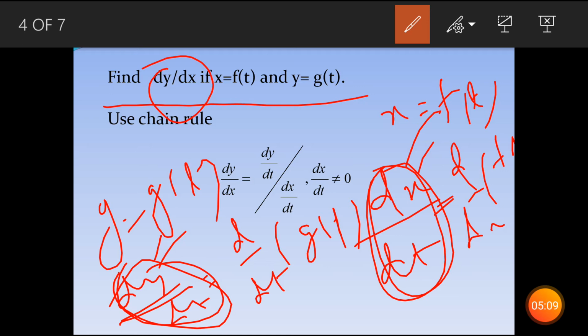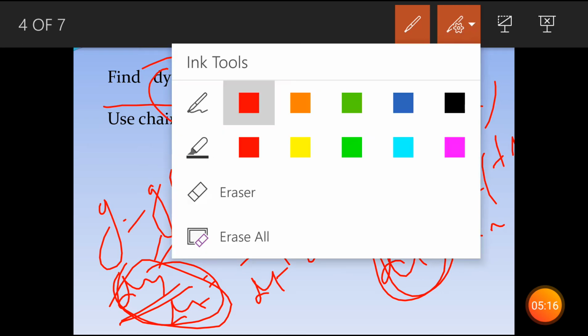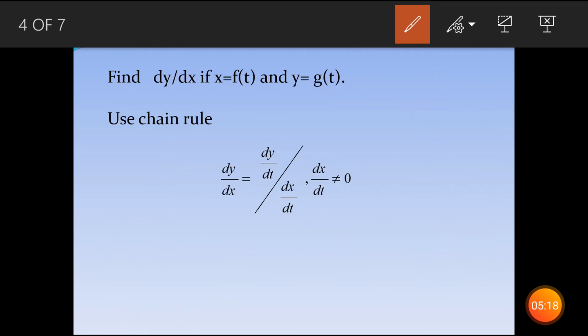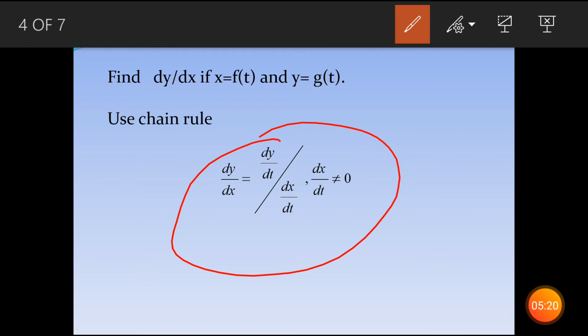So dy upon dt upon dx upon dt, dt will be cancelled. So we will get dy upon dx. So this is what is written here. So you can see it here. dy upon dx is dy upon dt upon dx upon dt, where dx upon dt should not be equal to 0. So very easy to solve.